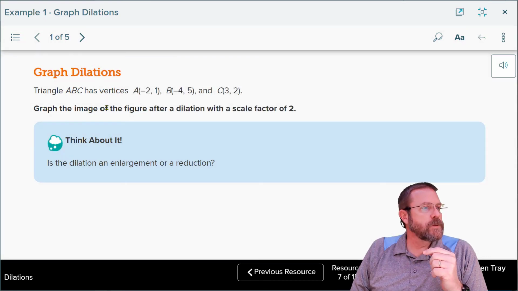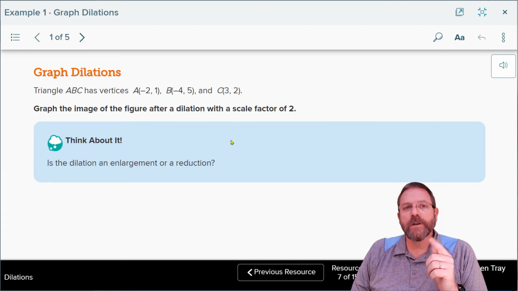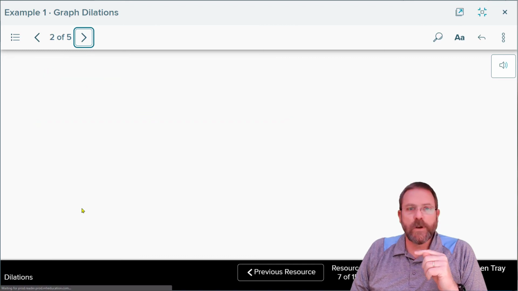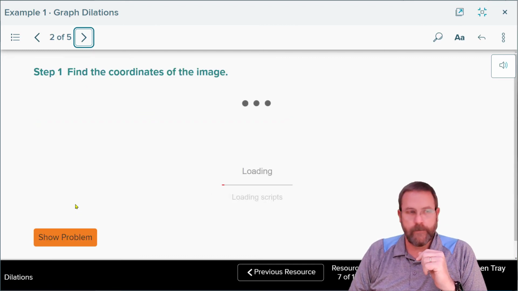Triangle ABC has these vertices. Graph the image of the figure after a dilation of a scale factor of 2. That means you have to take every single one of these numbers and multiply it by 2 to find the coordinates of triangle A prime, B prime, C prime. Let's take a look at how we're going to end up doing that.